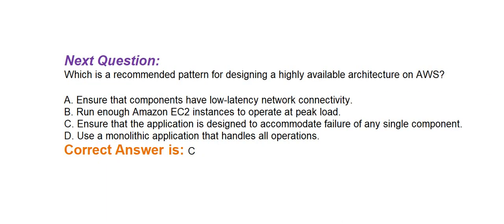Next question, which is a recommended pattern for designing a highly available architecture on AWS? Option A. Ensure that components have low latency network connectivity. Option B. Run enough Amazon EC2 instances to operate at peak load. Option C. Ensure that the application is designed to accommodate failure of any single component. Option D. Use a monolithic application that handles all operations. Correct answer is option C. Ensure that the application is designed to accommodate failure of any single component.